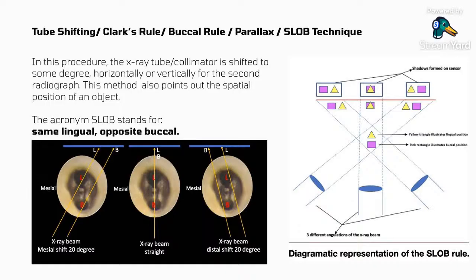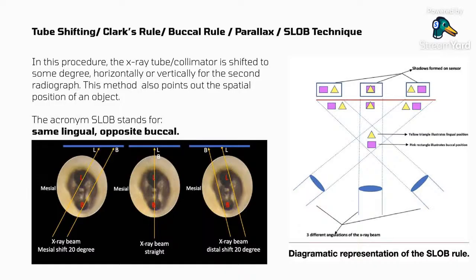Now, the yellow is placed lingually and the pink is placed buccally. I know this because I can see it. However, when you take an X-ray radiograph, you cannot tell if these two things are superimposing over each other. If two roots are superimposing over each other, you cannot identify which is lingual or which is buccal. The way to observe and identify this is through the slop technique. Slop technique says it is same lingual and opposite buccal.